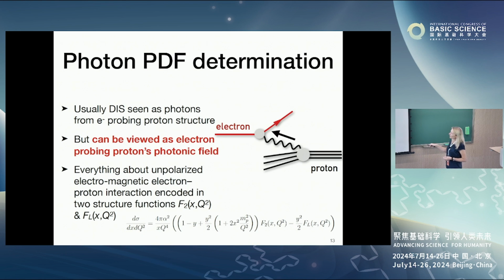In the unpolarized case, you can encode everything you don't know in terms of two structure functions, called F2 and FL. So this scattering process can be written in a very simple form. Again, this is textbook material. You have two functions, F2 and FL, which depend on x and Q squared. They are unknown, but you can fit them from data, and everything else is really known. In particular, the dependence on y and x really depends on the fact that this is a vector-like interaction.